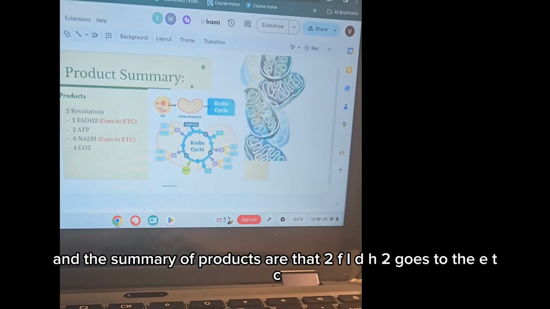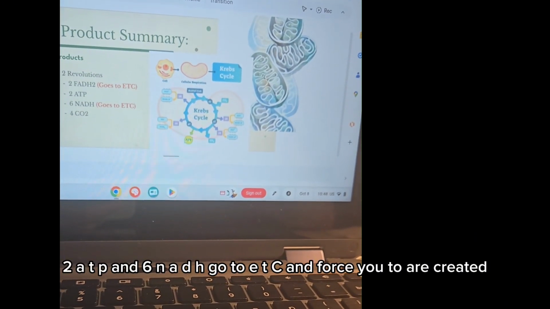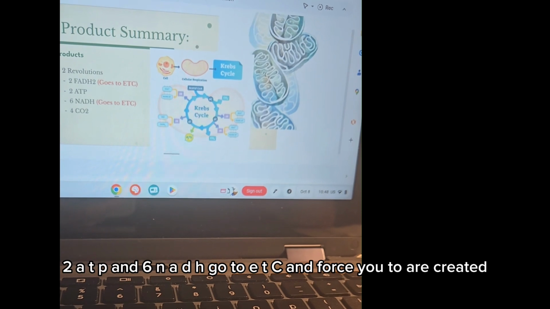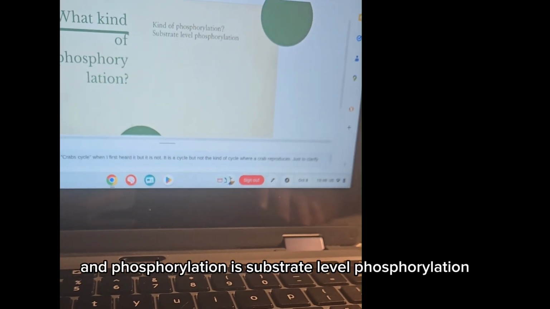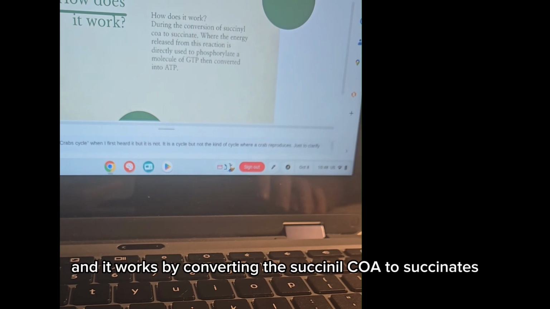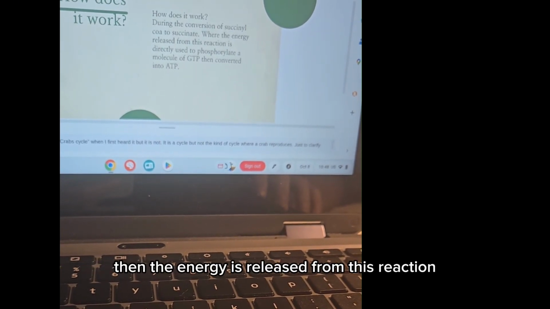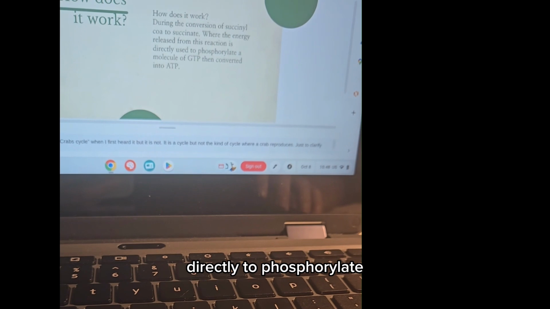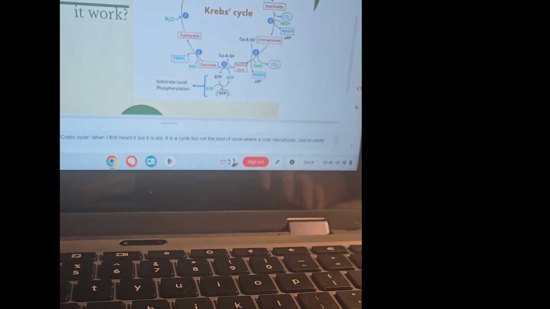And the summary of products are that 2 FADH2 and 6 NADH go to the ETC, 2 ATP, and 4 CO2 are created. The electron carriers are FAD and NAD+. The phosphorylation is substrate level phosphorylation, and it works by converting the succinyl CoA to succinate. Then the energy is released from this reaction directly to phosphorylate a molecule of GDP into GTP, which is then converted into ATP.